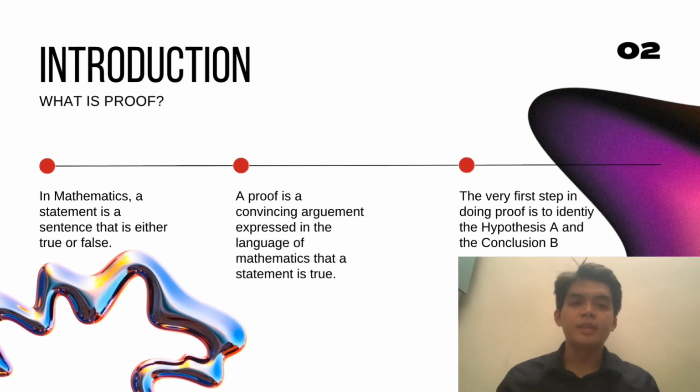In mathematics, a statement is a sentence that is either true or false. Meanwhile, a proof is a convincing argument expressed in the language of mathematics that a statement is true. The very first step in doing a proof is to identify the hypothesis A and the conclusion B.